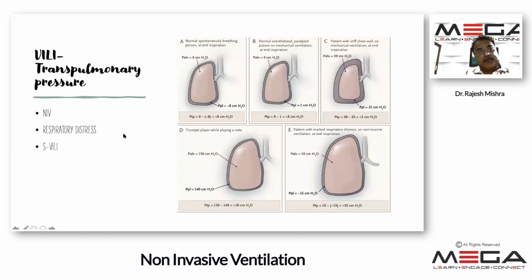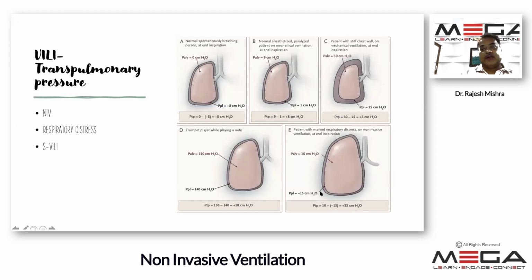So whenever we are putting somebody on non-invasive ventilation, the concept of transpulmonary pressure should be remembered. This depends upon the transpulmonary pressure, that is the alveolar pressure minus the pleural pressure. And most of the time, up to 8 to 10 centimeters of water of transalveolar pressure is good to cause appropriate alveolar distension.